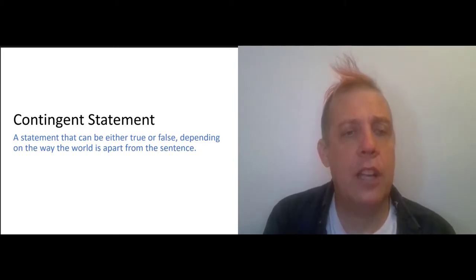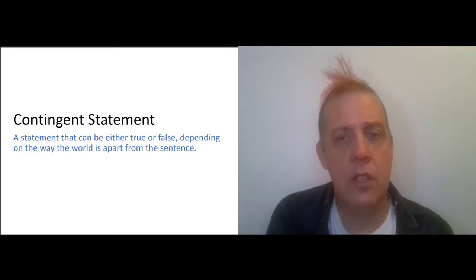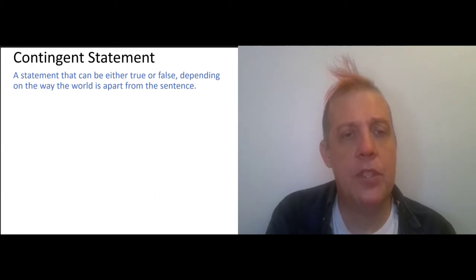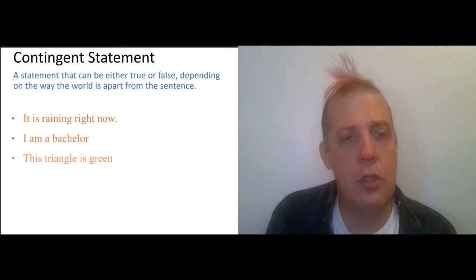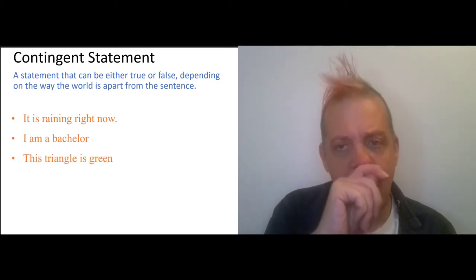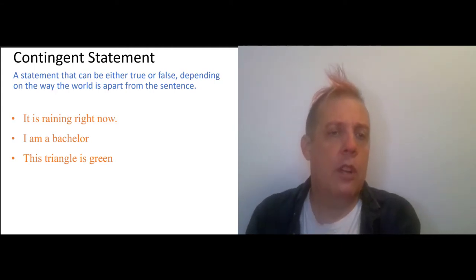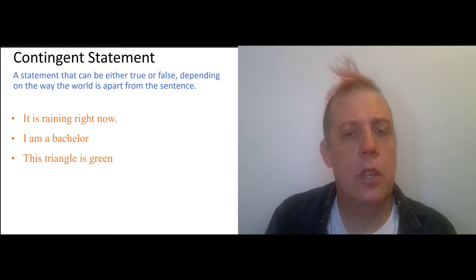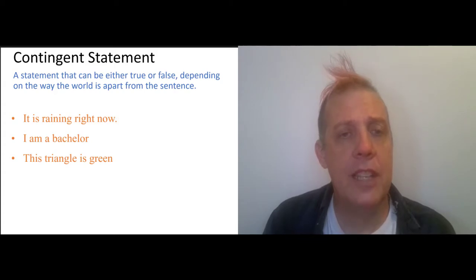So the last kind of statement we looked at here was a contingent statement. And this was a statement that could be either true or false, depending upon the way the world is apart from the sentence, right? And so we just looked at examples here like, it is raining right now, or I am a bachelor, or this triangle is green. In all of these cases, the sentence could be true or false. So when we want to do a truth table for them, if we find that there are both T's and F's under the main connective, then we know the statement is contingent.